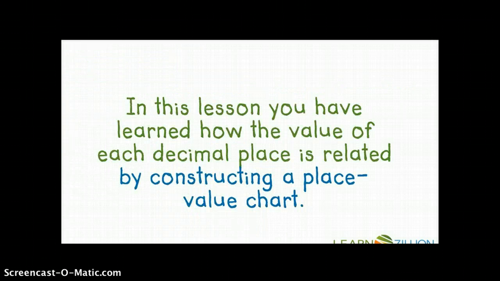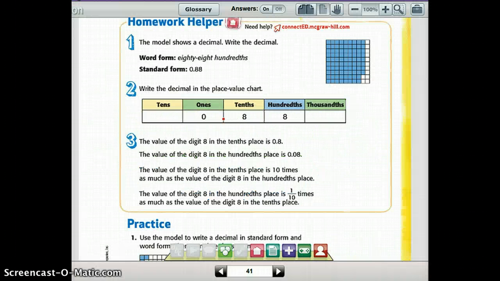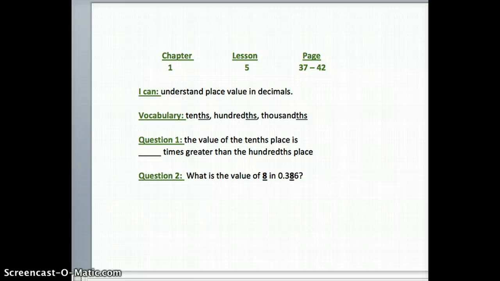In this lesson, you have learned how the value of each decimal place is related by constructing a place value chart. If you need additional help, page 41 has your homework helper and it gives you that place value chart like the video discussed. So look back at the two questions that we had and write those down. And question 1 was said a lot in the video, so if you can't remember that one, go back and watch that video again.